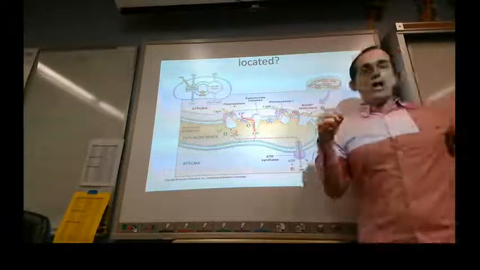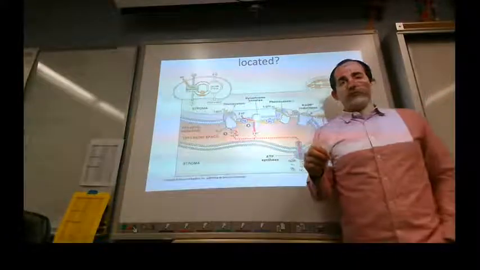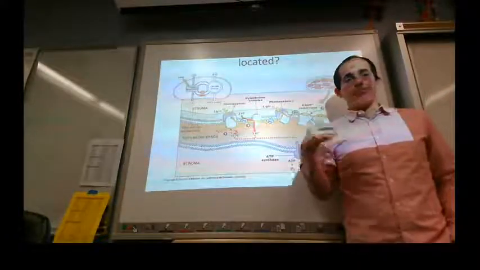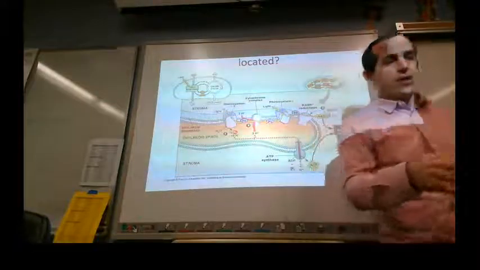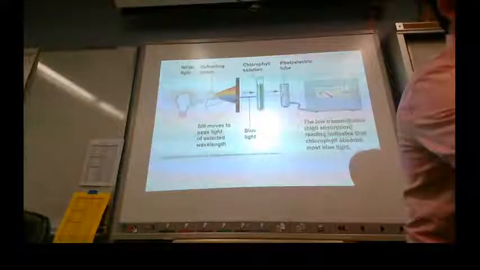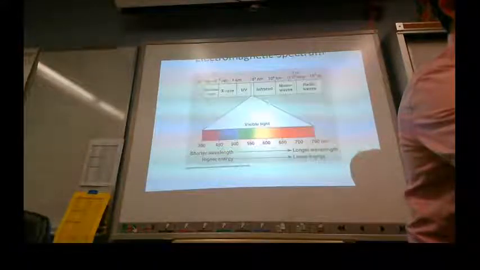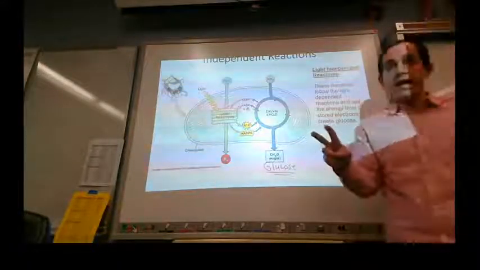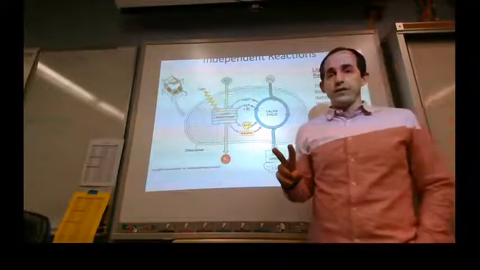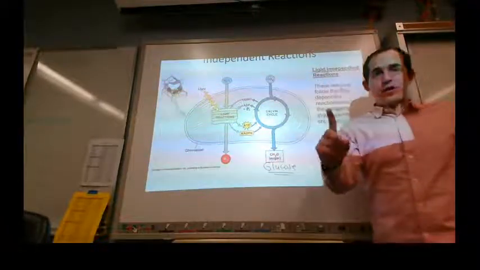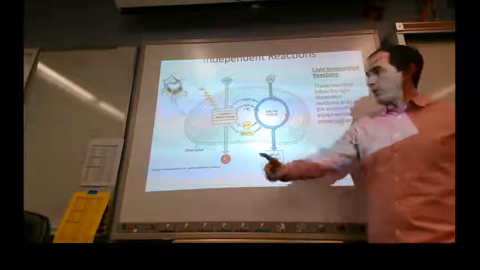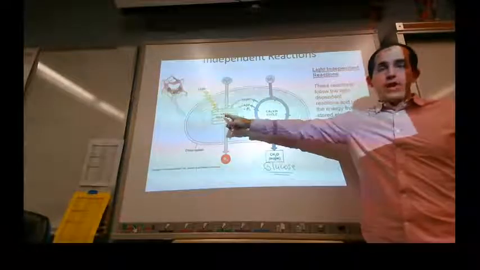What we ultimately need to know, here's our wrap up. I'm going to jump back a little bit. Here's what we need to know. We have two sets of reactions that occur in photosynthesis. The first set of reactions is what we call the light-dependent reactions.